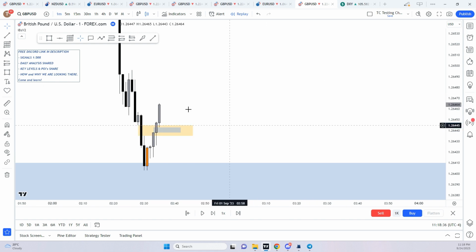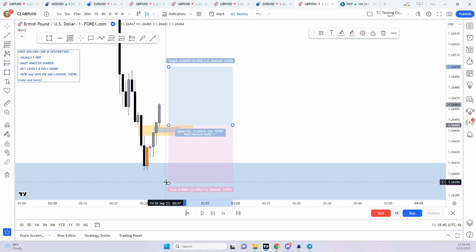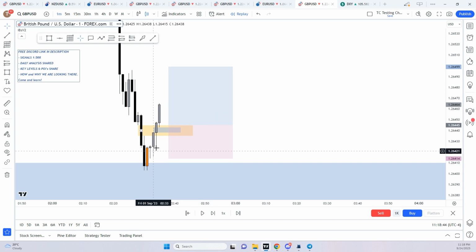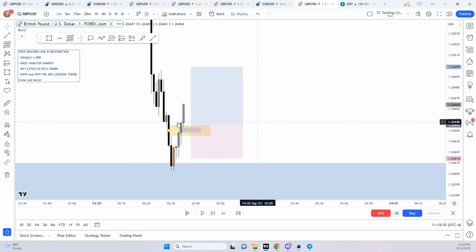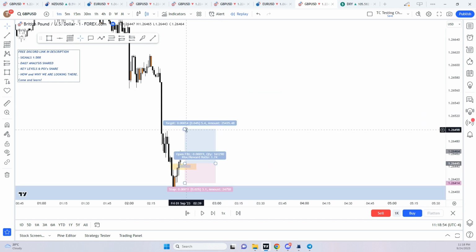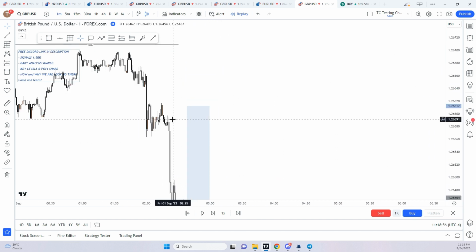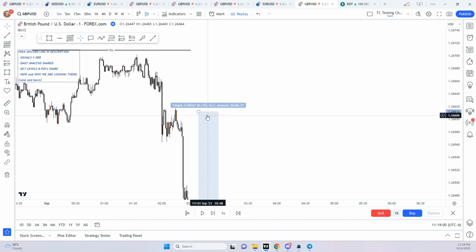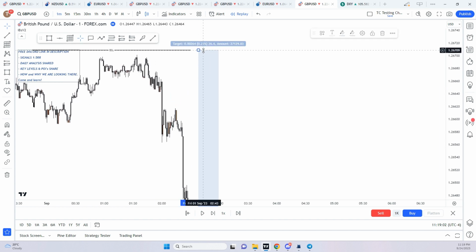So what we can do is simply take our entry on this inversion here and give it a nice bit of breathing room, which would be the candle that creates the actual non-inverted, the standard fair value gap. And we can target buy side liquidity, which is either going to be 1 minute time frame equal highs, or we can do our original target, which was up here.